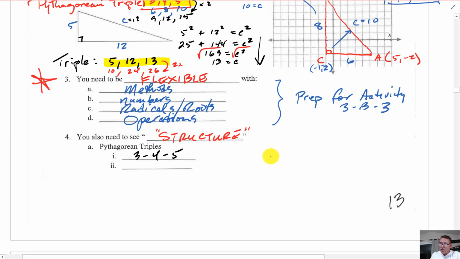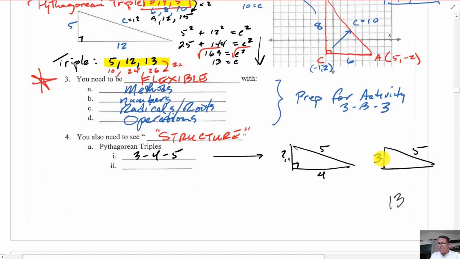So if I gave you a triangle here, and I label this 5 and I label this 4, and then I said it's a right triangle, and I asked you what the third side is, you know it has to be 3. If I said the two sides are 5 and 3, and I ask you to find the third side, well, you know it's 4, because you know the structure of the first triple. You know the structure. That's what I mean.